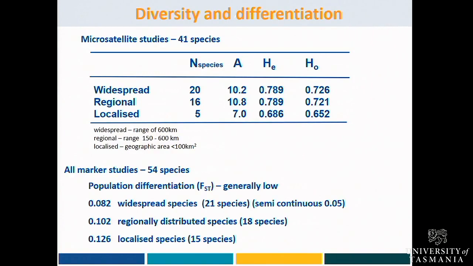How's that diversity structured? A lot of the studies looked at not just diversity, but how it is structured across the landscape. And for 54 studies, this includes all markers now, looking at patterns of FST, which is a general measure used for population differentiation, it's generally reasonably low. For widespread species, about 0.08 as an average of 21 species, but in really semi-continuous distributions, forest-type environments, it's down at 0.05 and some species as low as 0.02 and 0.03. So we've really got not a lot of structure across widespread species, a bit more in regionally distributed species, and then of course quite a bit more in localised species, because they generally are pretty patchily distributed in the landscape. So that's a summary of the background of the diversity and differentiation across a range of eucalypt species that we've used genetic markers to look at across the board.